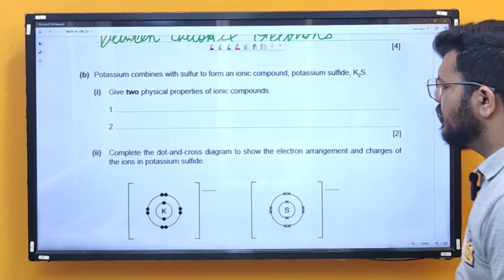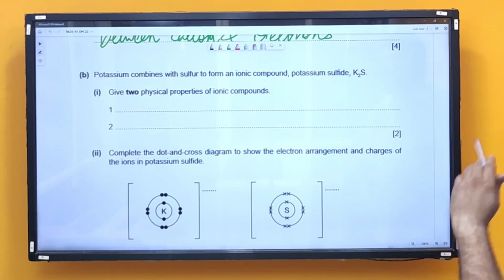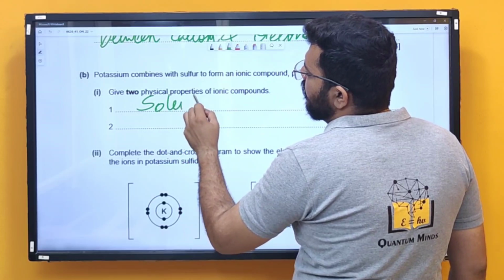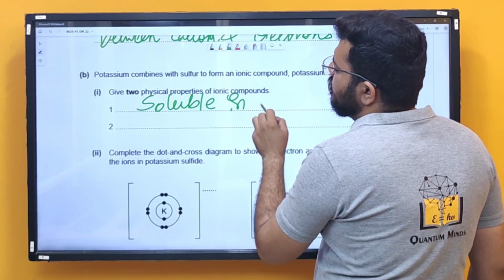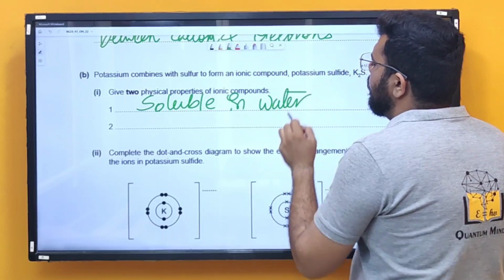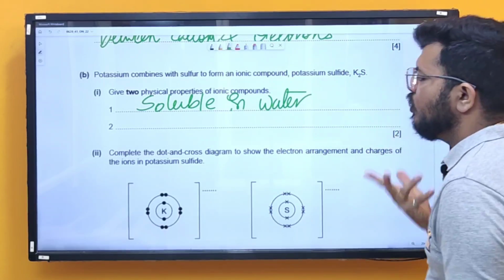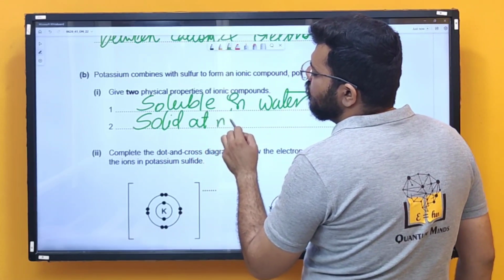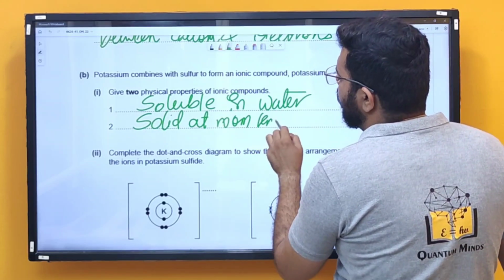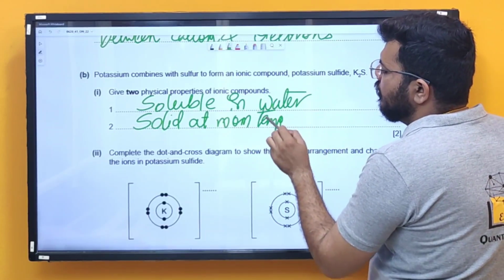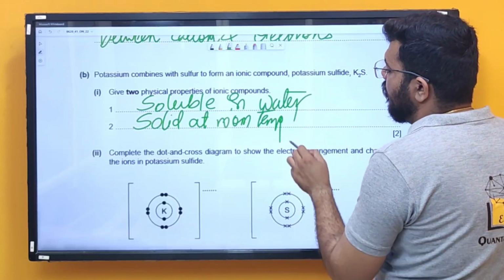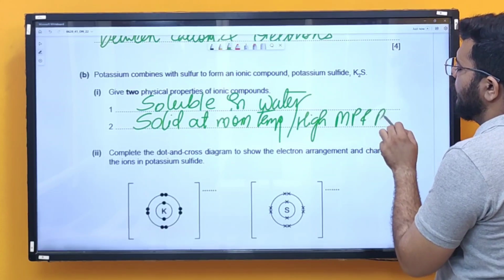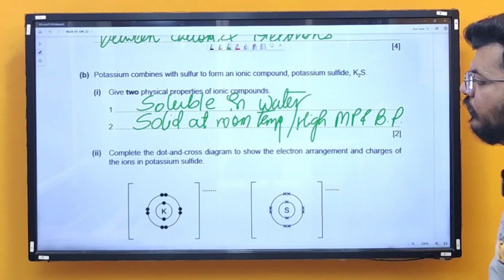Then potassium combines with sulfur to form an ionic compound, potassium sulfide K2S. Give two physical properties of an ionic compound. Ionic compounds are soluble in water, right? And ionic compounds are solid at room temperature, or you can say high melting point and boiling point, right? Because of strong ionic forces, or high melting point and boiling point. So I gave you 3 points you could write.